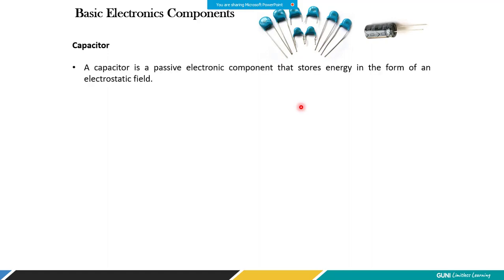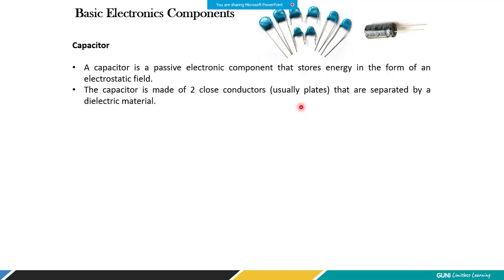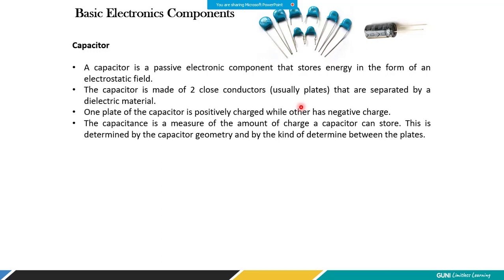These all are the passive components that we are discussing. A capacitor is a passive electronic component that stores energy in the form of an electrostatic field. The capacitor is made of 2 closed conductors that are separated by a dielectric material. I am not going into the detail of how a capacitor is constructed, right? One plate of the capacitor is positively charged while the other has a negative charge, right? So the capacitance is a measure of the amount of charge a capacitor can store. This is determined by the capacitor geometry and by the kind of material between the plates, right?